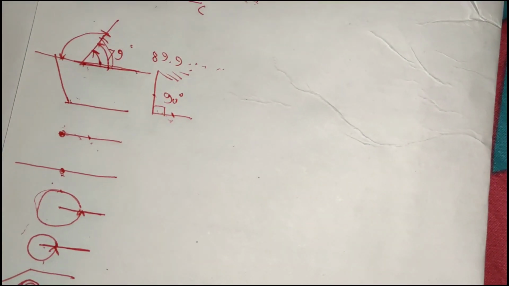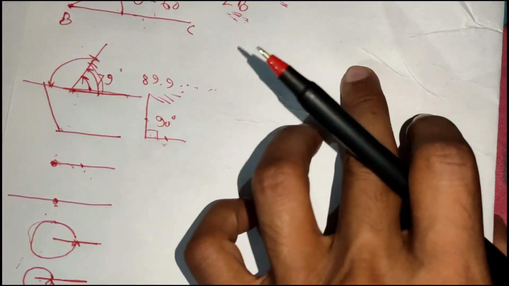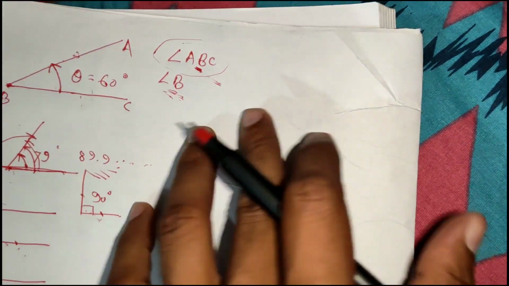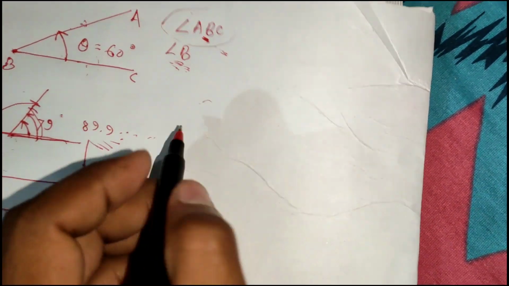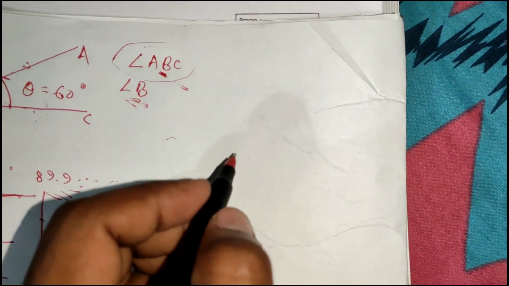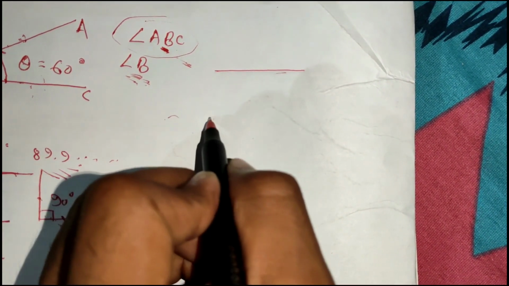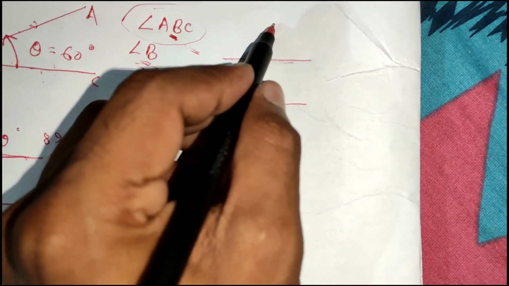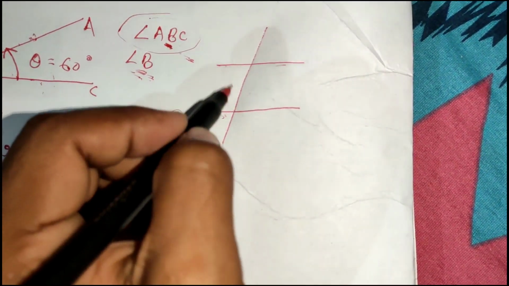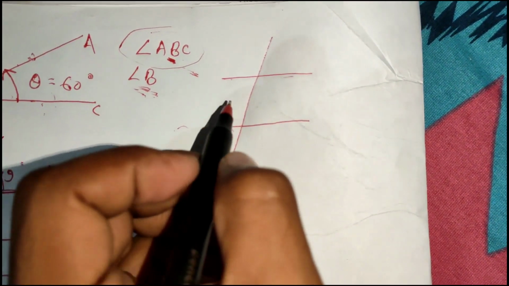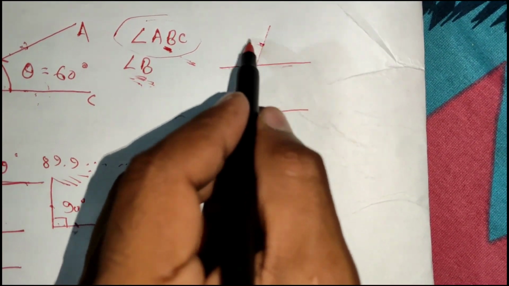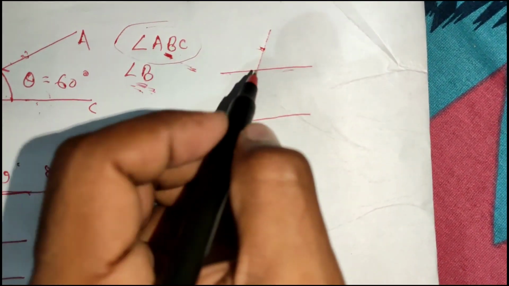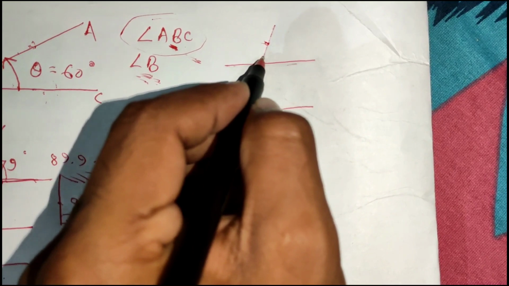Now let's move on to parallel lines, the angles made by parallel lines. Before we go deep into the different angles, let's learn the basic terminology. If we have a pair of parallel lines, these two are parallel, then a line cutting these two lines is called a transversal. This is the transversal.